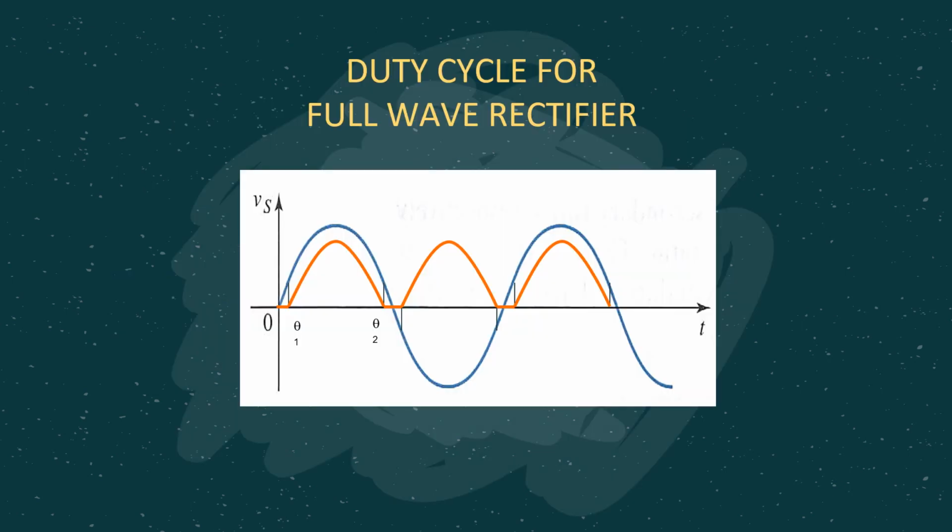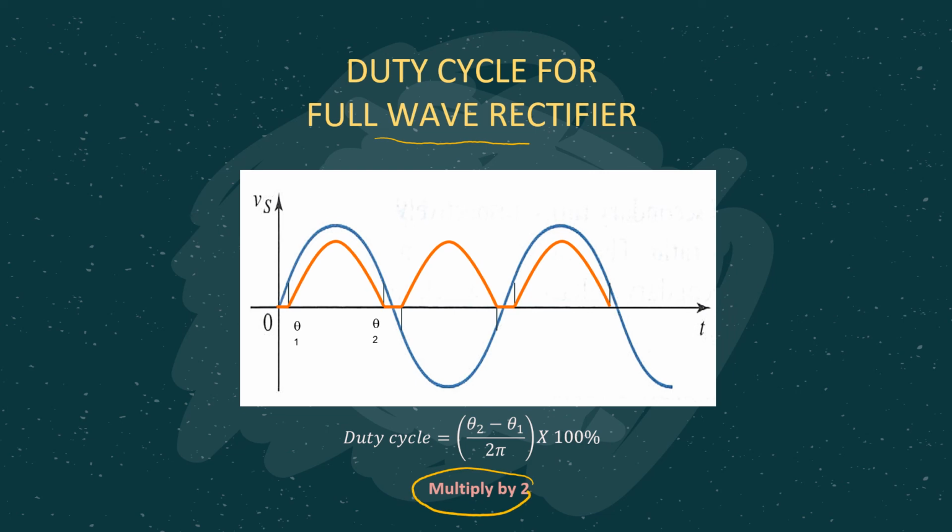Remember before this we discussed the duty cycle for half wave rectifier. For full wave rectifier, the duty cycle calculation is just about the same. You just find theta 1 and theta 2, but now the duty cycle is multiplied by 2.